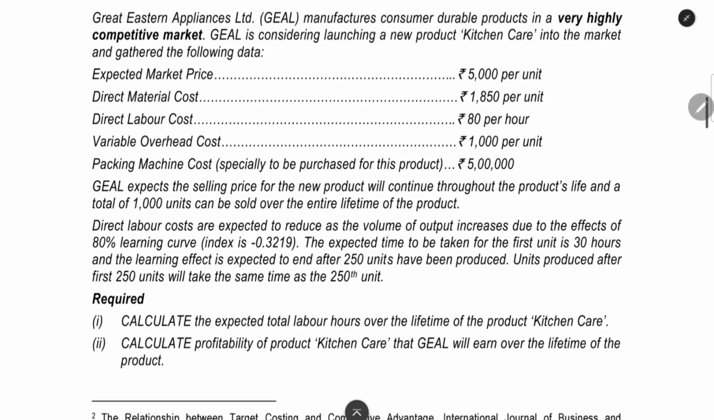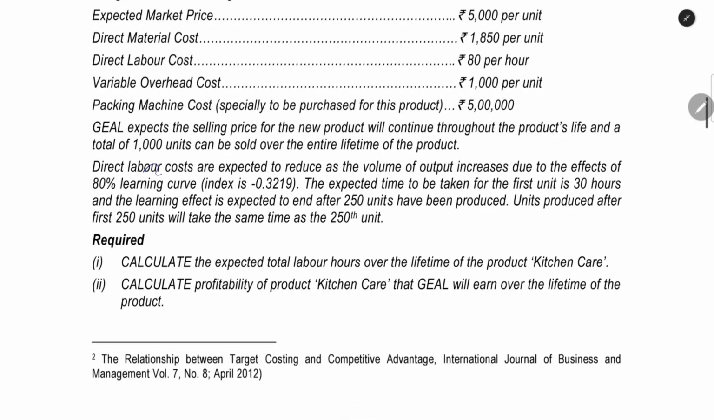We have to see that the selling price is constant. The direct labor costs are expected to reduce as the volume of output increases due to the effect of the 80% learning curve index they have given. This is the value of B in the formula.